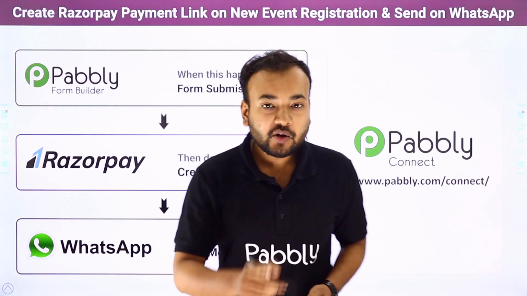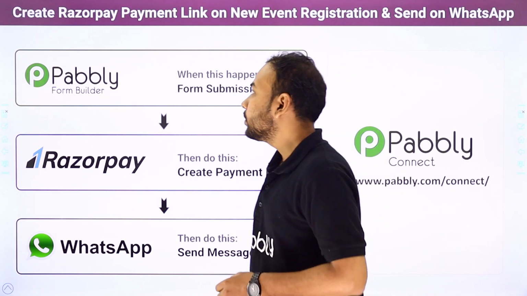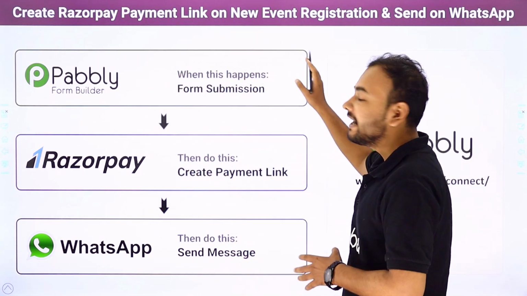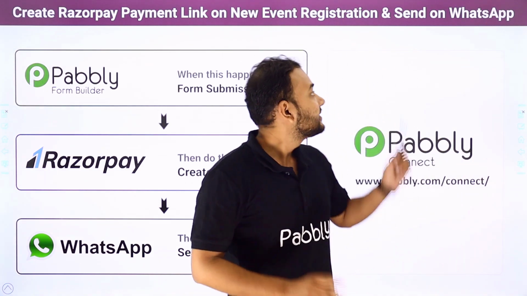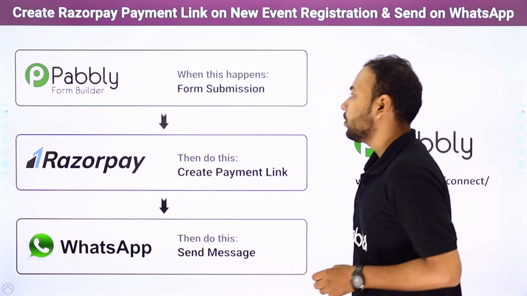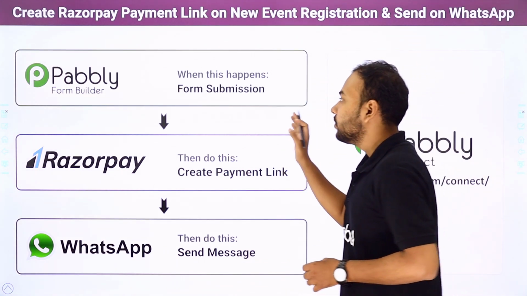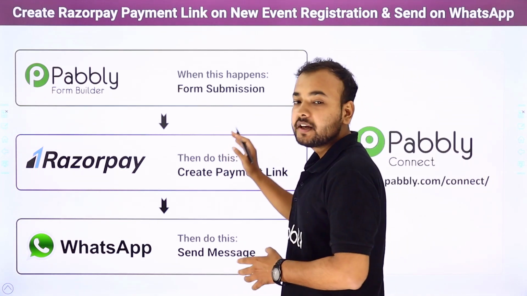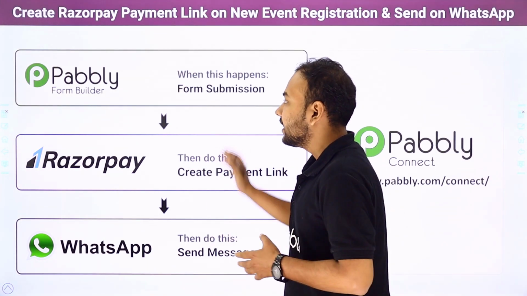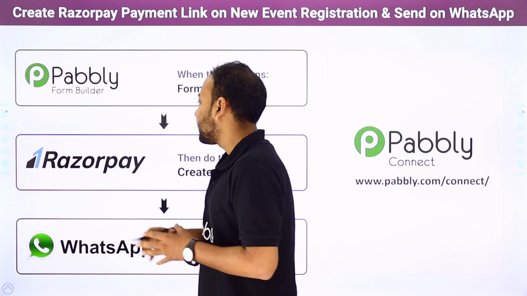So in this video you are going to learn how to create a Razorpay payment link on new event registration and send it on WhatsApp. So now let's see what is happening here. You have received a new form submission for the registration of an event that you are going to conduct, in a Pabbly form, right?